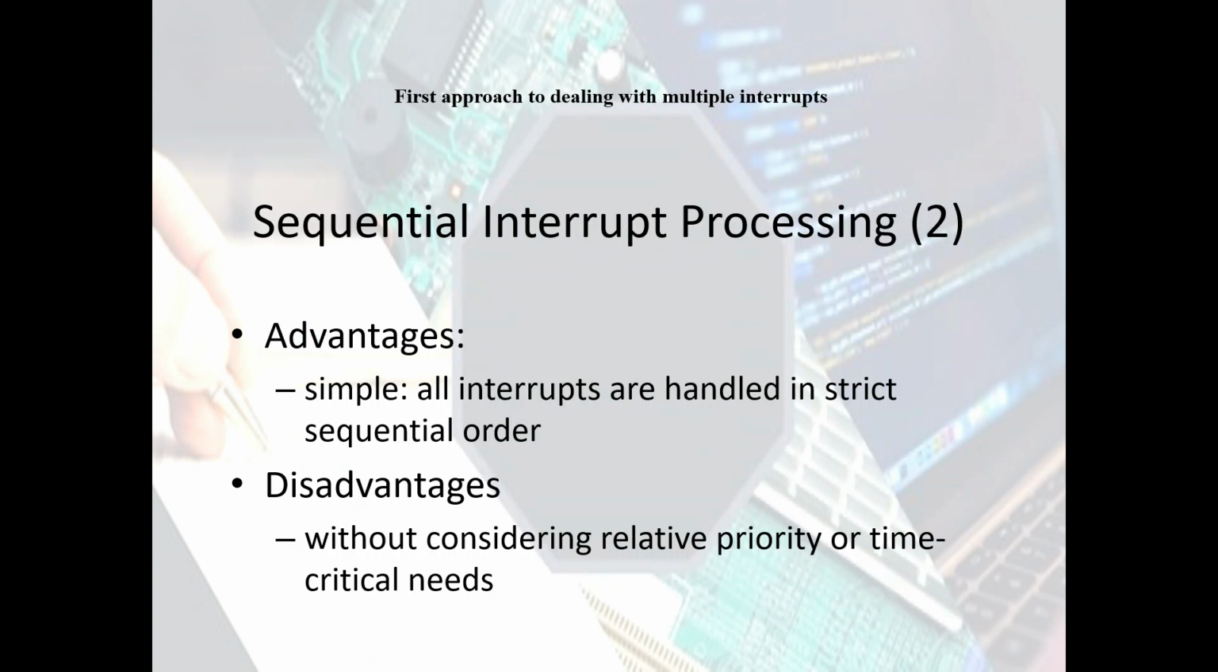So here are the advantages and disadvantages of sequential interrupt processing. For the advantages, all interrupts are handled in strict sequential order. And for the disadvantage, this is done without considering relative priority or time-critical needs.